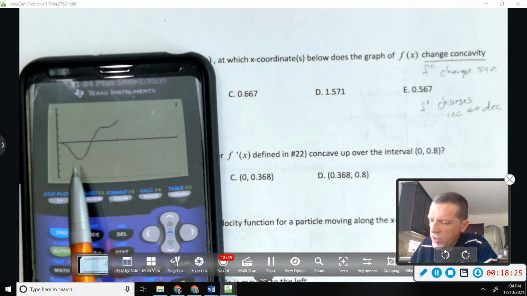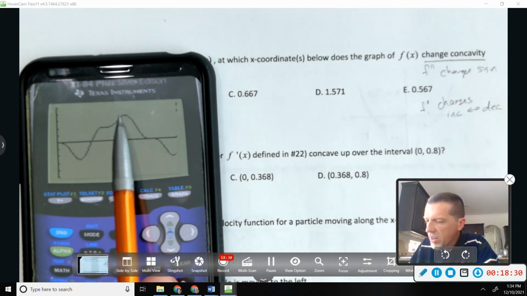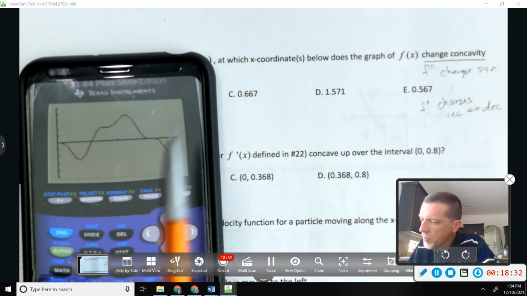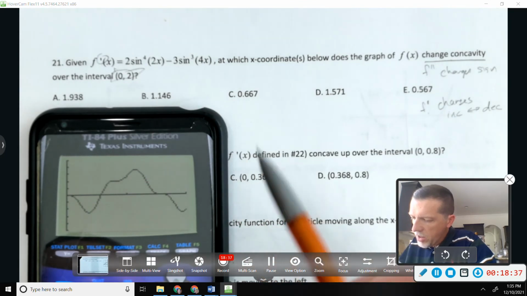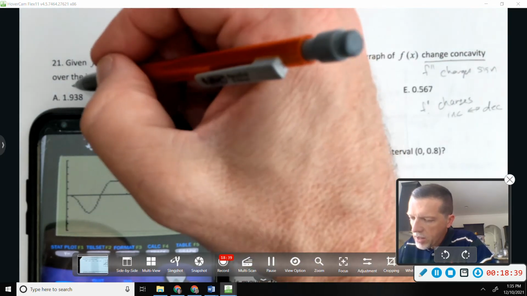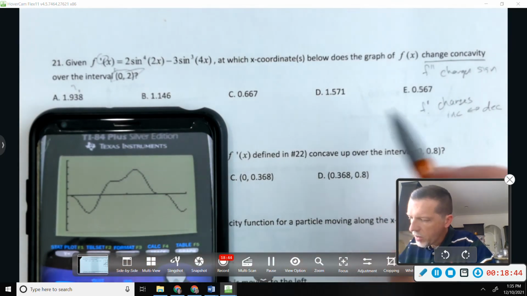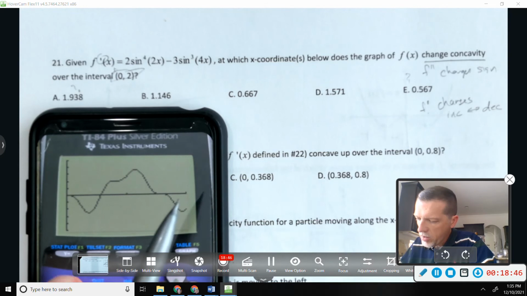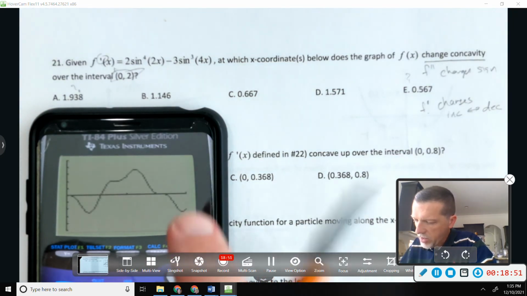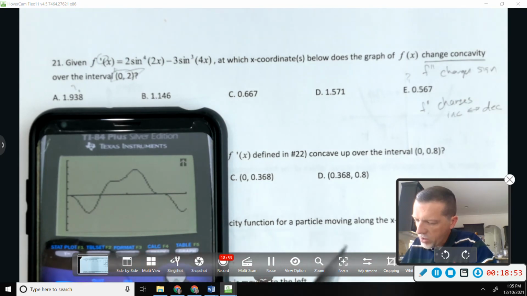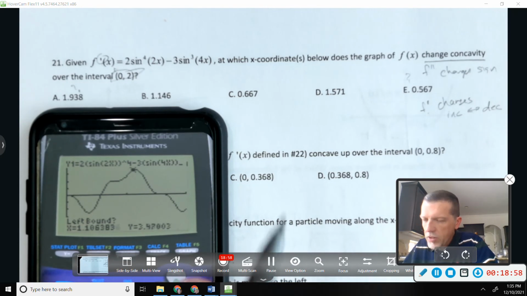So there's a change of concavity there, not there, there, and there. So there could be more than one answer. That one might be 1.9. That one would be pretty low. I don't know. Let's go try this one. Second calc. Hold on now. What was that one? So that's a minimum. Second calc minimum. Let's go find the location of that.